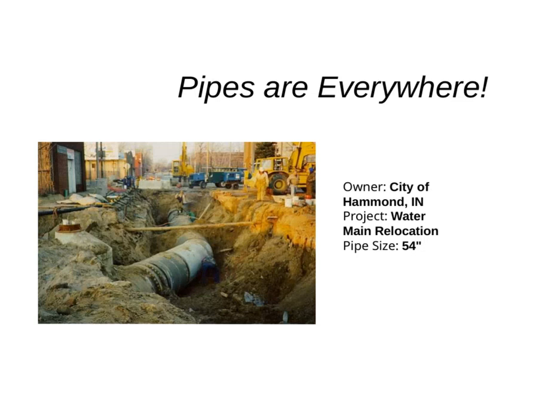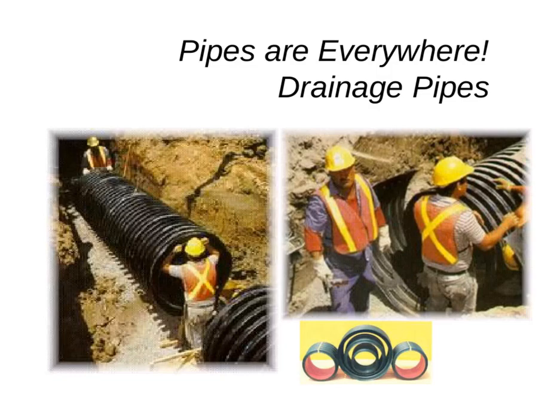We're looking at a major project led by the city of Hammond, Indiana, relocating a massive 54-inch water main. That's a huge pipe, and it's a reminder that pipes really are everywhere beneath our feet. Moving something this size isn't just about digging, it's about careful planning, coordination, and making sure the city keeps running smoothly while the work happens. This project shows just how vital infrastructure is, even when it's out of sight.